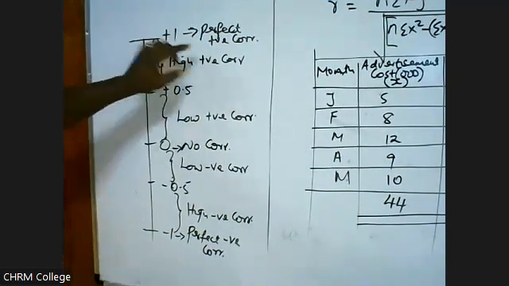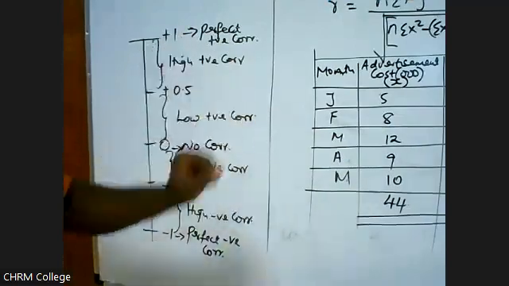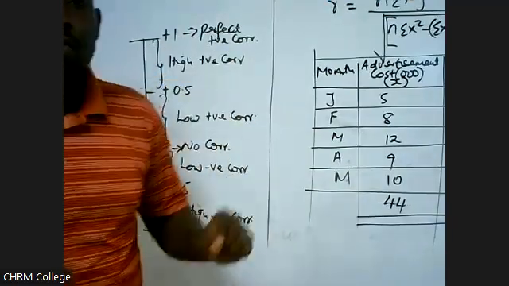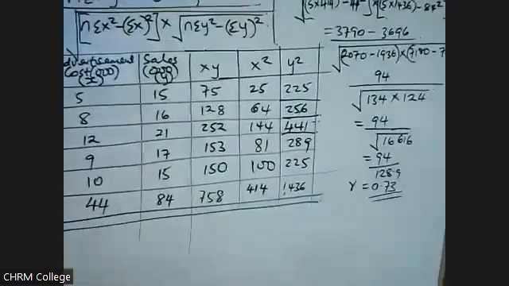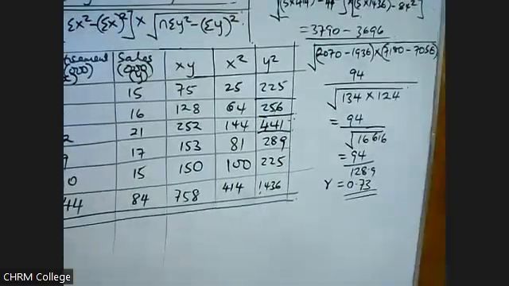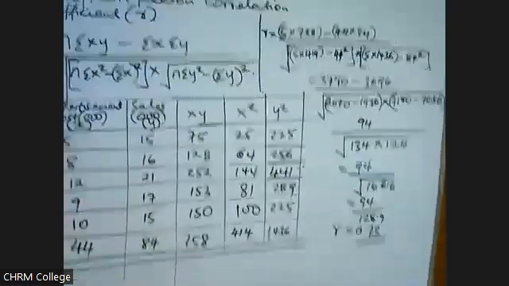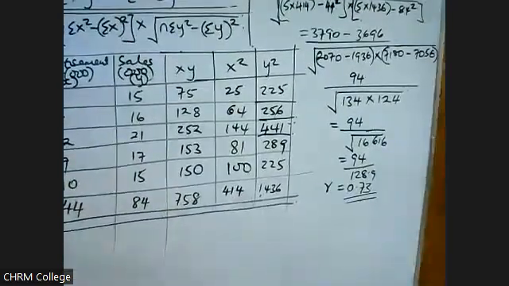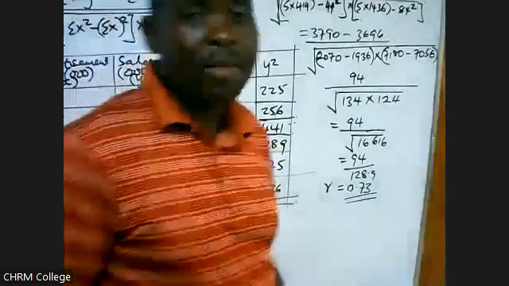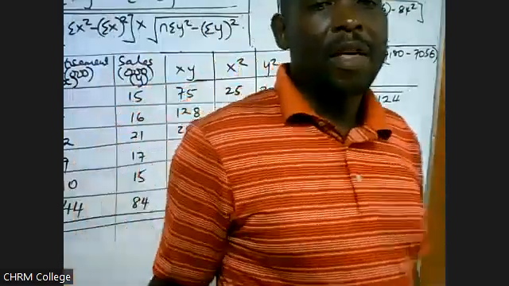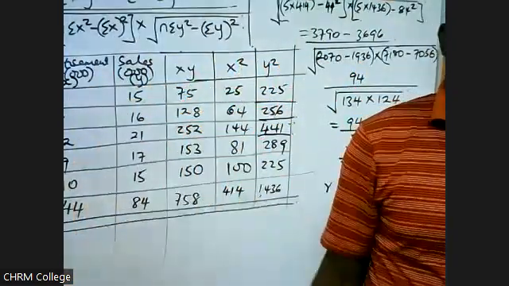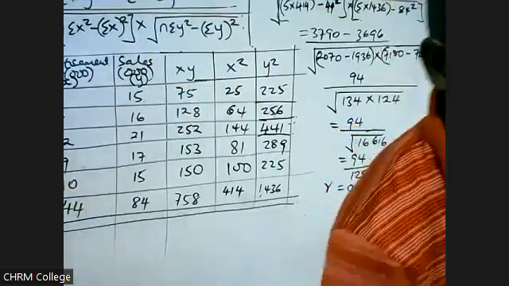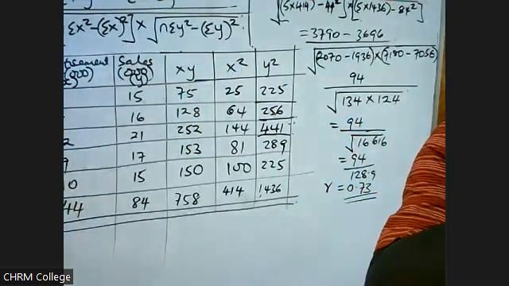So in simple terms, there is a high positive correlation between advertisement cost versus the sales revenue that will be realized. That is what it means. And a high positive correlation means that the moment the cost increases, the other one also increases with a big margin. So high positive correlation.